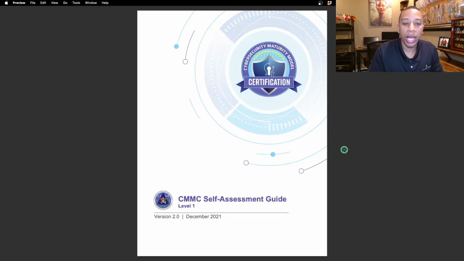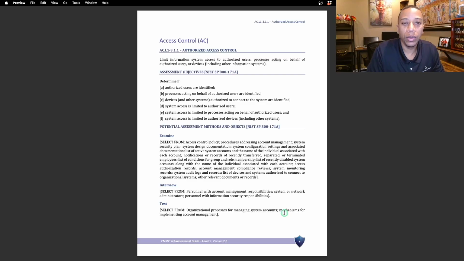So for this specific practice, we're going to be using the CMMC self-assessment guide for level 1. Just as a reminder, CMMC level 1 is a self-assessment. It does not require an independent assessment performed by a C3PAO. The first practice for CMMC level 1 is AC.L1-3.1.1. Now, if you're using the NIST SP 800-171 assessment guide, it would just show 3.1.1. So they are the same, but CMMC adds the domain and the level in the naming convention.